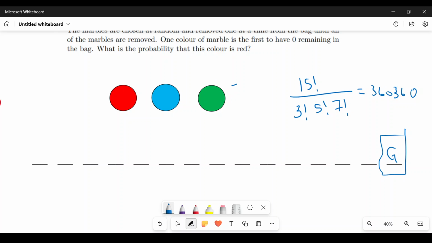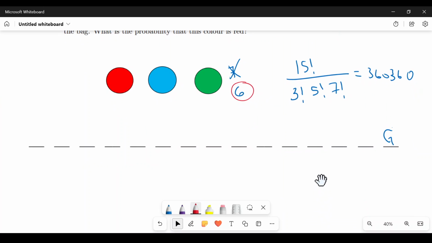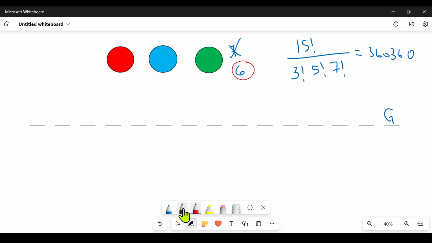So from the 7 green marbles, I've used one of them. I've locked it in place. I want it last, so there's only 6 left. Now I need to choose which of these 14 remaining positions I could find the green marbles. The way I've set up my line here, in case that's not obvious, is this represents the first marble I've drawn, and this represents the last marble out of the 15 that I've drawn. Because I'm forcing a green marble to be last, I've got 14 positions available, and I've got 6 green. So I'm going to choose 6 spots to put green marbles in.